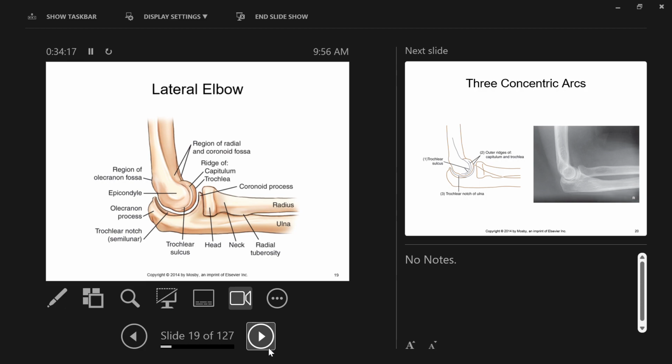The first thing I will want you to try to get used to seeing radiographically are three concentric rings. Concentric just means one inside of the other, okay? So there's the ring of the trochlear notch here, okay? There's the ridge of the trochlea, and then there's the ridge of the capitulum here. They're not full circles, right? We're going to call them rings when they're open, but three concentric rings or arcs.